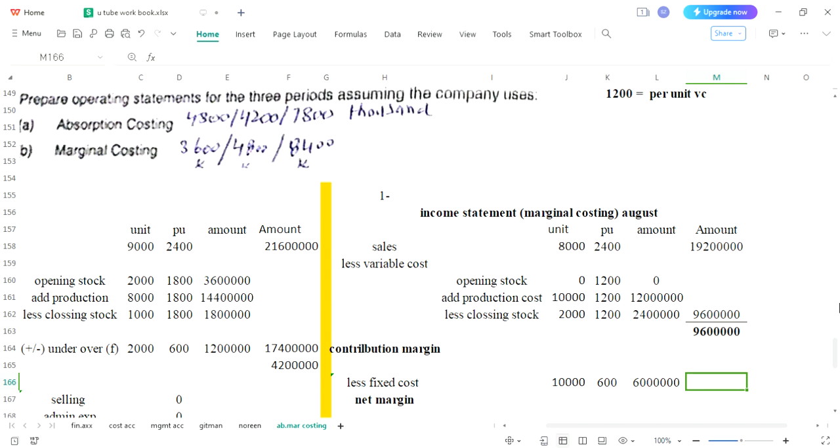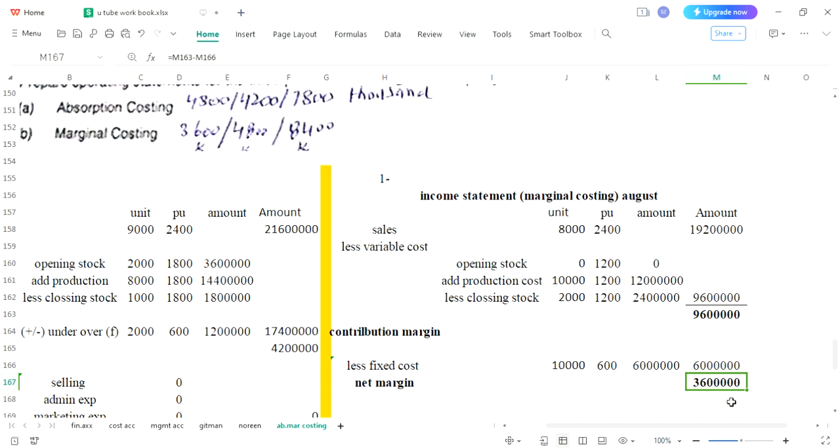And you do know that your fixed cost is the same, 6 million. Here we are now able to calculate our net margin, which is the difference between contribution margin and fixed cost. Contribution margin 9600, you will subtract fixed cost 6000, and this way your net margin for marginal costing first part is 3600,000. In this way our first part has been completed.